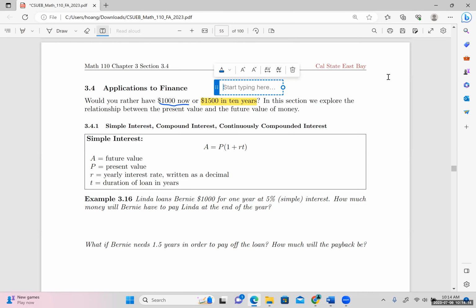So this is $500 extra, with actually like a 50% increase from the initial value, right? So we're gonna try to explore the relationship between the present value or initial value and the future value.